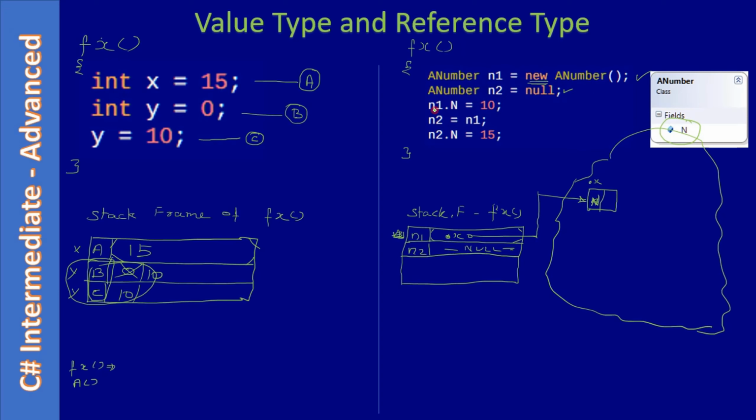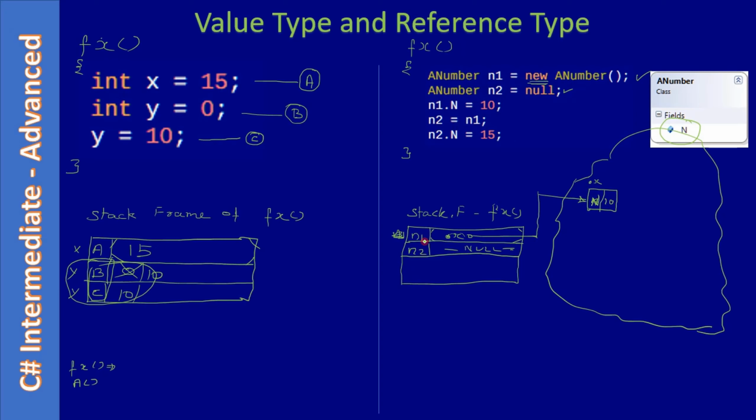Next, if you see n1.n, that means we are referring to n1 in the stack, moving to the heap, and we access the member n, then we assign the value 10 here. So this is how reference type works. If you see, the address of n1 is here in the stack frame, and we access that heap location using this dot notation, then we assign the value. That means we are not assigning 10 here in the stack, but we are assigning it to the heap location.